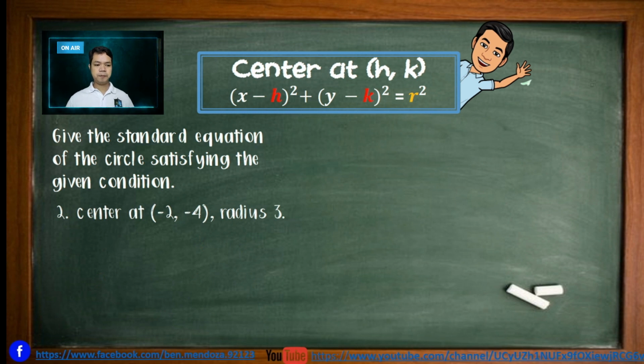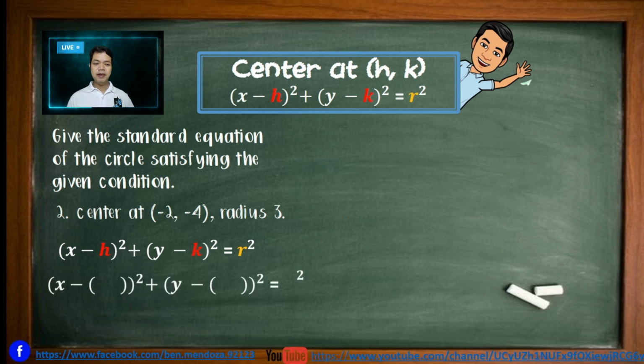Example number 2. Give the standard equation of the circle satisfying the given condition. Center at (−2, −4), and radius of length 3 units. Again, we use our formula, then we identify the center. We all know that the center is at (h, k). So h has a value of −2, k has a value of −4, while the radius has a value of 3 units.